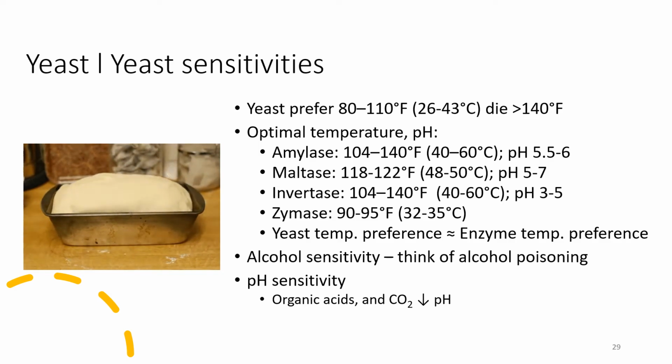And so if we consider the different types of enzymes that can be in yeast or in flour as well, we have amylase, maltase, invertase, and then zymase, which is that enzyme that's used in fermentation. All of their temperature ranges fall between that 80 to 110 degrees Fahrenheit range that yeast prefer, meaning that the enzymes and the yeast preferences in terms of temperature are very correlated. Another important factor about the temperature and yeast is that fermentation occurs best at that 90 to 95 degrees Fahrenheit range, which is the same range as zymase's temperature preference.